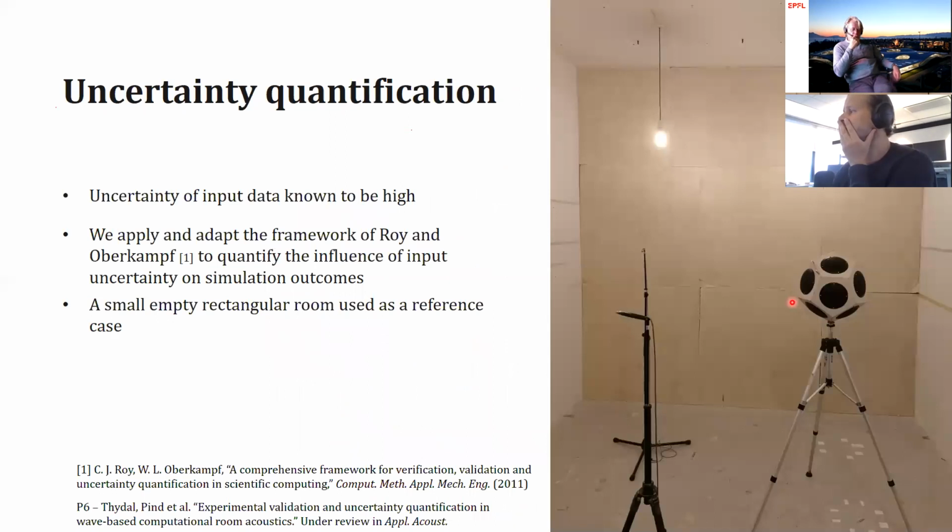Okay, switching gears a little bit, but staying with the boundary conditions. We also looked into uncertainty quantification, and I'll just briefly summarize this. This work was led by my colleague Tobias Tidal during his master project, but in close collaboration with me. So we know that the input data has a high level of uncertainty associated with it, for example, the thickness of the porous absorber or its flow resistivity. And we wanted to try and quantify what is the influence of this input uncertainty on the outcomes of the simulations. So we applied and adapted this framework of Roy and Oberkampf using this small test case here, which I've shown you before as our reference case.